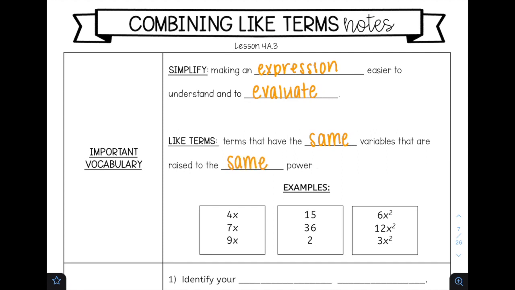So if you look at the examples provided, in our first section we have 4x, 7x, and 9x. If you noticed, they are all with the same variable. All three of them have x. And if you think about it, the exponent is to the first power, so the power is 1. So even though your coefficients, the value in front of your variable, are different, just because you have the same variable and the same exponent, that means they're going to be like terms.